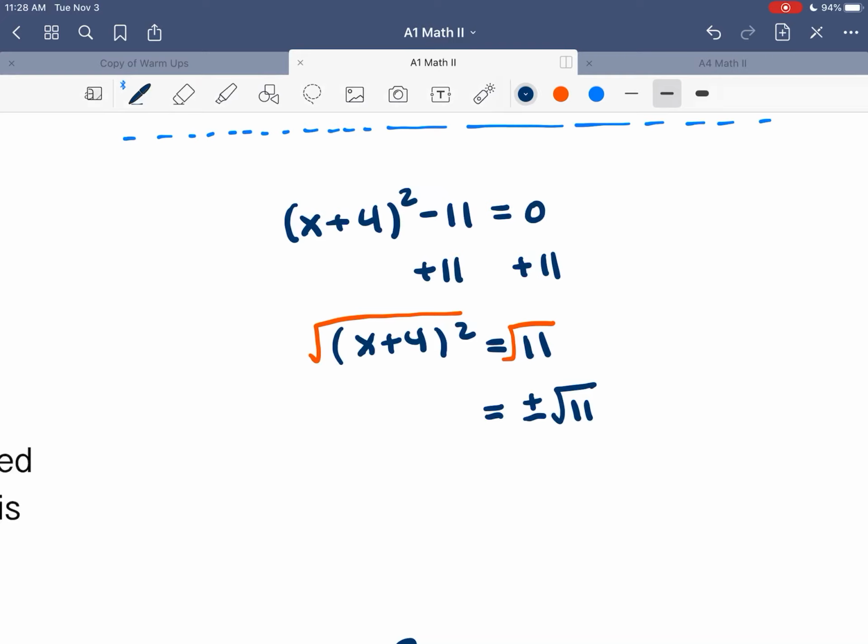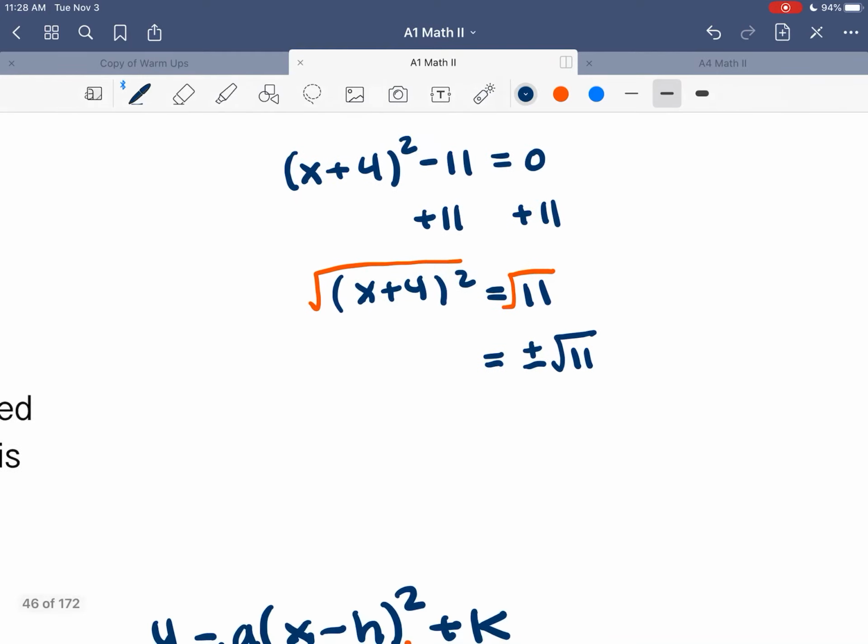I don't know what the square root of 11 is. I bet you don't either unless you were to type it into a calculator. And I want to leave it like that. You can get decimals, but MathSpace is going to be happier with what we call radical form or exact form. So I'm just going to leave it as the square root of 11.